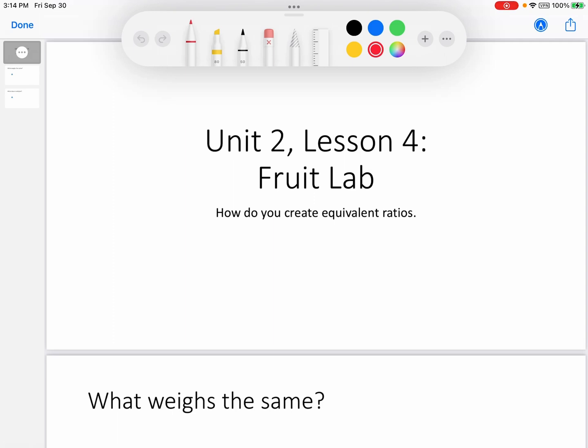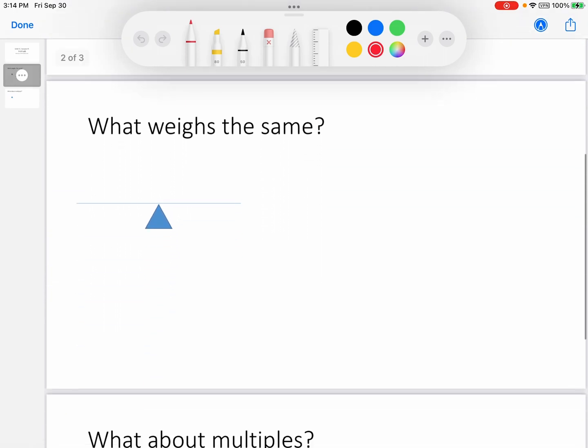This is about Unit 2, Lesson 4, Fruit Lab. And the whole idea is how do you create equivalent ratios? So what weighs the same? Well, let's try just singular objects. Let's try a circle weighs the same as a square.